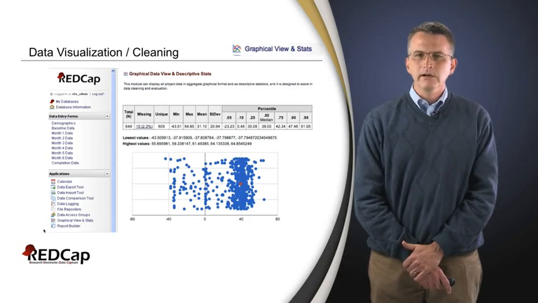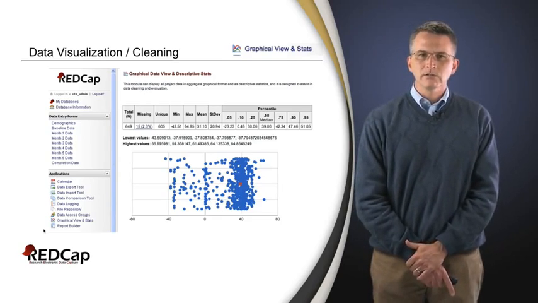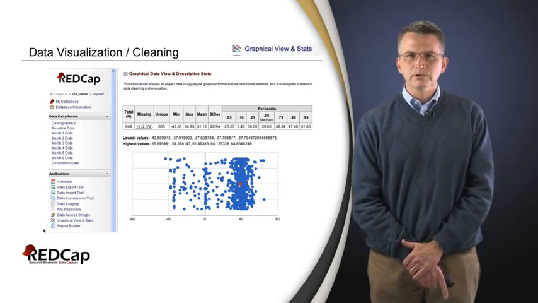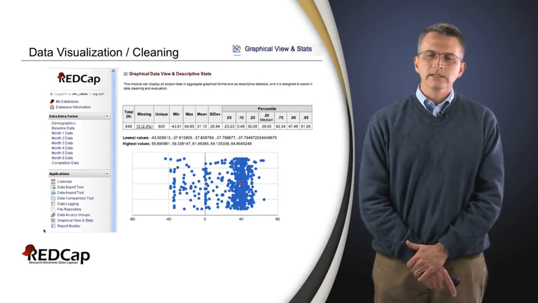So if we found an outlier that looked really different than the rest, we'd be able to click on the point. It could take us directly to that data element within that person's case report form, and you'd be able to check it and make sure that it was right.